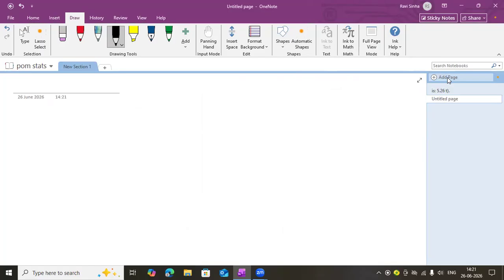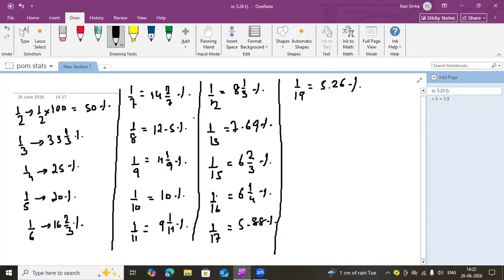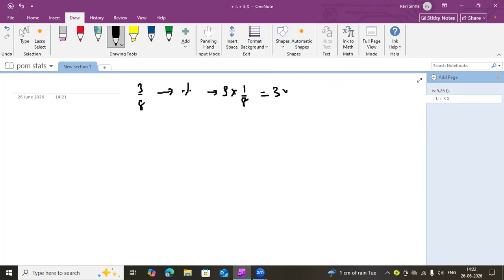For example, we are asked to convert 3 by 8 into percentage. How to convert 3 by 8 into percentage? 3 by 8 can be written as 3 into 1 by 8. And 1 by 8 we know from here is 12.5%. So 3 into 12.5% is 37.5%. So easily 3 by 8 has been converted into percentage value.